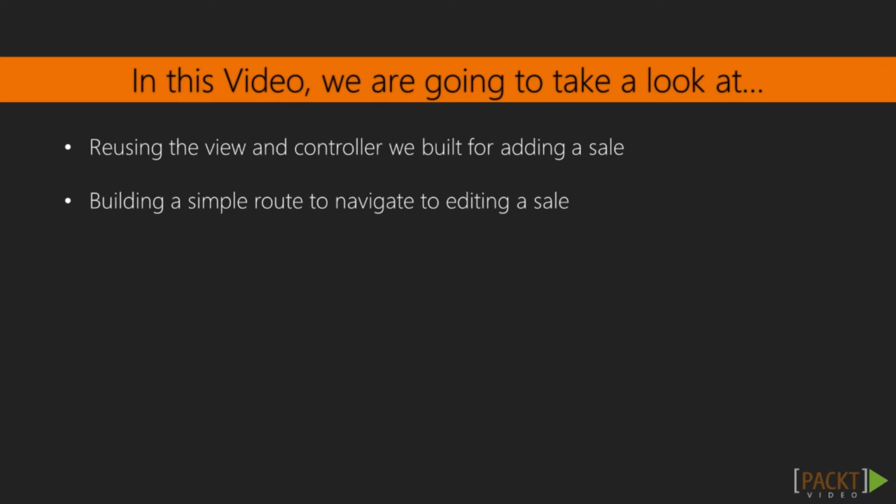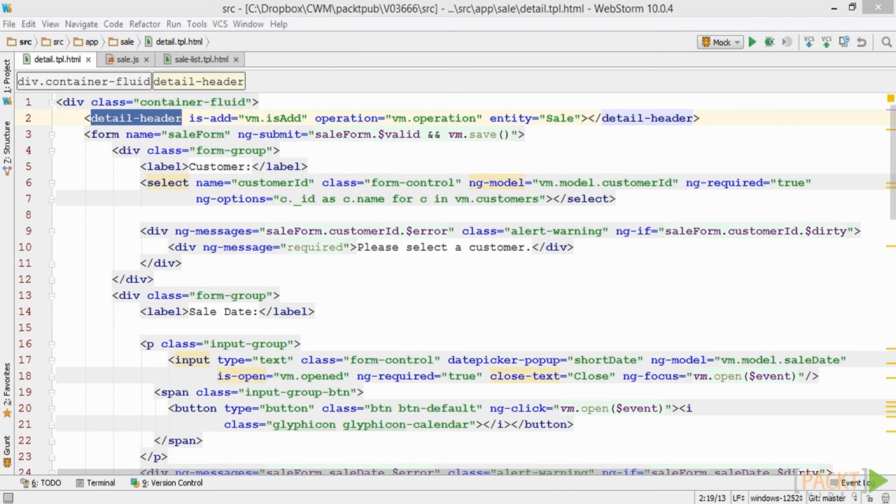It's going to mimic editing a customer quite a bit. It's going to reuse the view that we built for adding a sale, reuse the controller, and have its own basic route to navigate to. Now here's the cool thing. There's not much that differs as far as reusability between this view and the customer view. Notice the same shared page header directive statements. Because that's about the only piece that's important for reuse, let's take a look at the controller.